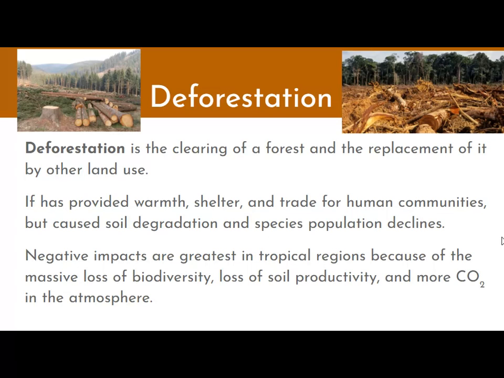The tropics, around the equator, those regions are hit the hardest, because we've lost a heck of a lot of biodiversity. When we talk about rainforest deforestation, that's where it is. We've lost biodiversity, we've lost soil productivity, and we've added more carbon dioxide to the atmosphere.